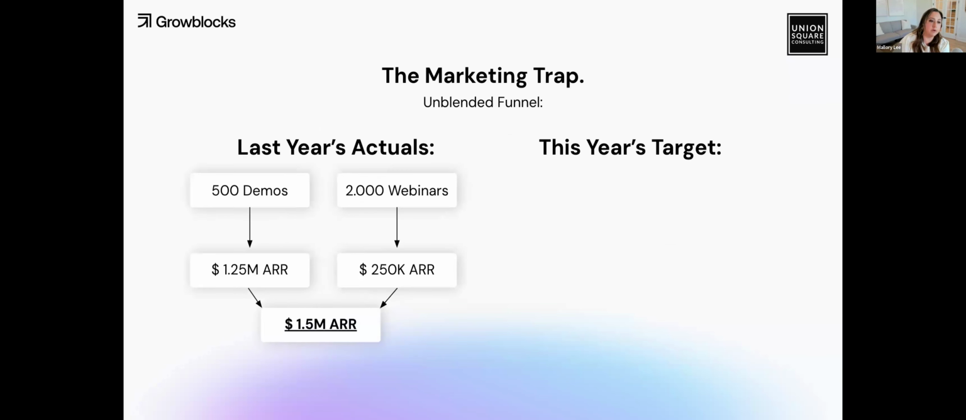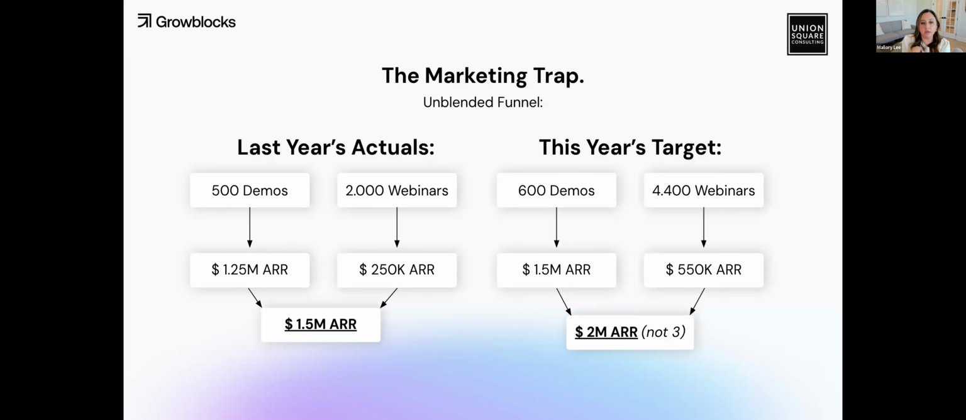Well, if you look a little deeper at our motions here, we've got our demo channel, which actually brought in 1.25 out of that 1.5 million. And by the way, that was only 500 of the 2,500 MQLs. So one channel is bringing in much more efficiency, much bigger deals, much better payback than the other. So when you apply this to this year and you say, okay, we're going to double everywhere, maybe we get only 600 demos and we get 4,400 webinars.